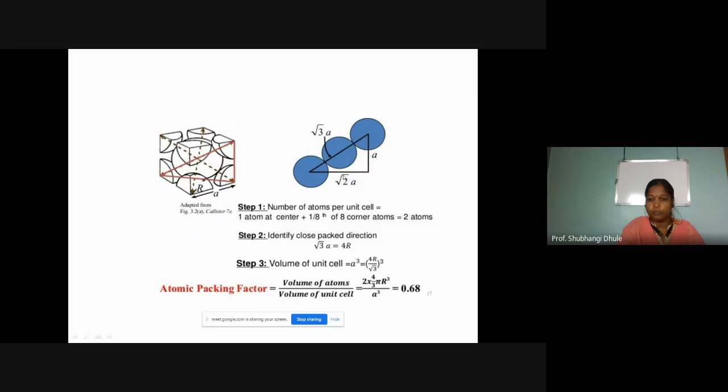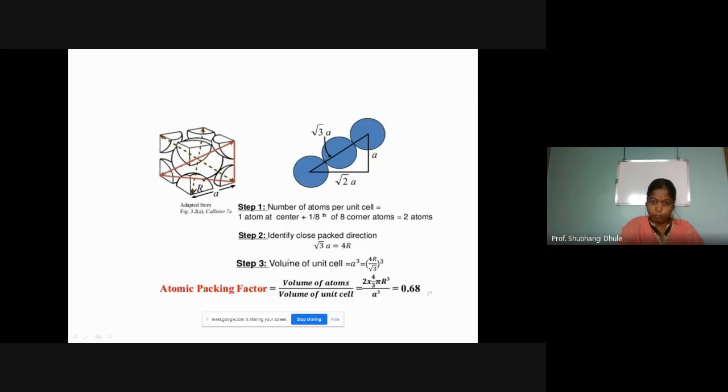For this we first calculate the face diagonal at the base, that is root 2a. Then we calculate the body diagonal, and the value comes as root 3a. So root 3a is equal to 4r, and from that we calculate r. Putting the value of r, we get 0.68. Multiplying by 100, we get the packing efficiency as 68% for the body centered cubic unit cell.